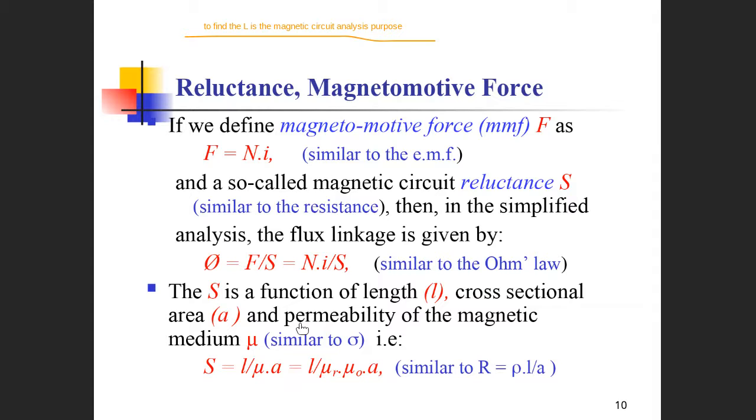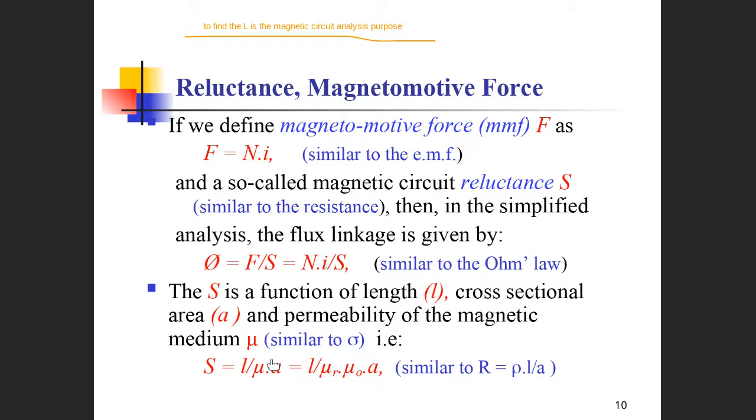Because the magnetic field can exist in the air, in free space, for the free space, for the air, we have one permeability. This permeability, we use mu0 to represent it. The mu0 is a constant, which is the universe constant. Okay, so for each material, there is a permeability. We use mu to represent it.